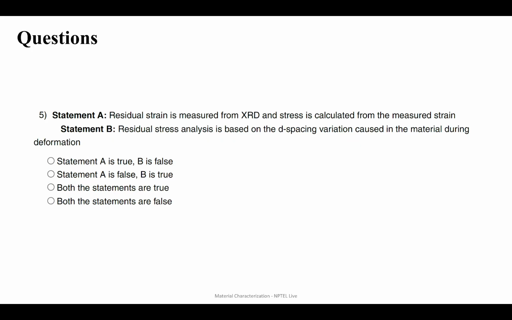Statement A: Residual strain is measured from XRD and stress is calculated from the measured strain. Statement B: Residual stress analysis is based on the d-spacing variation caused in the material during deformation. A is true, B is false. A is false, B is true. Both are true. Both are false.